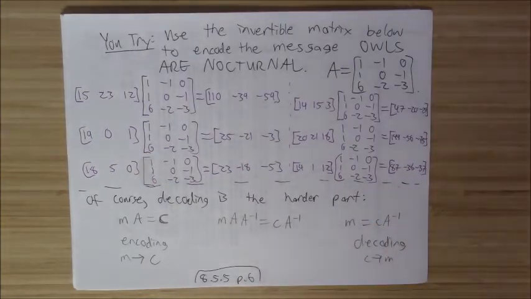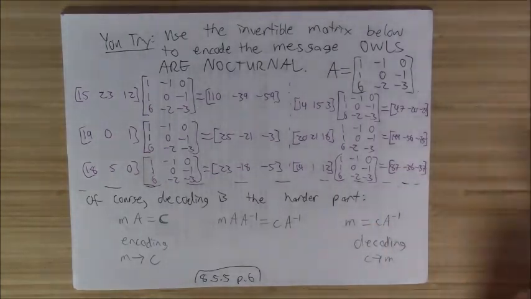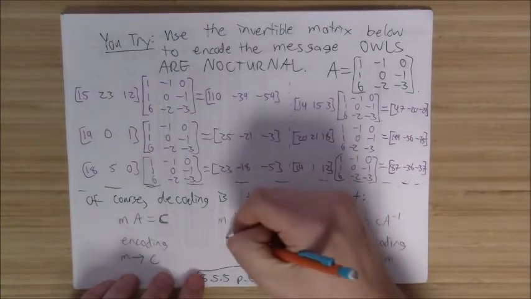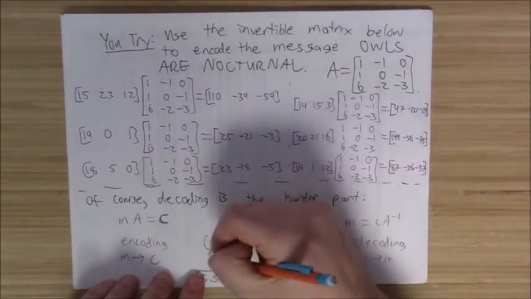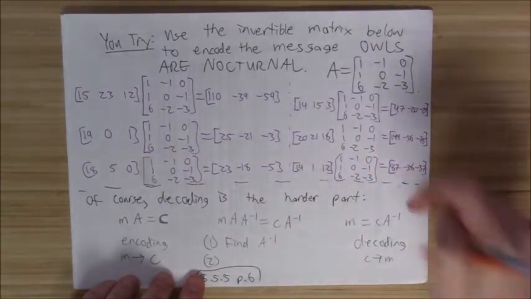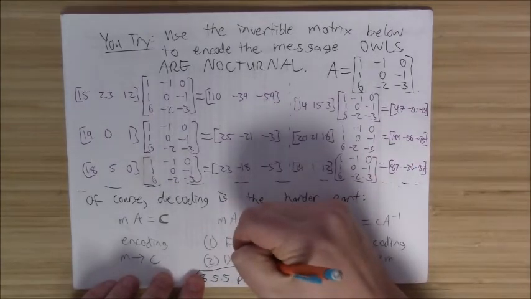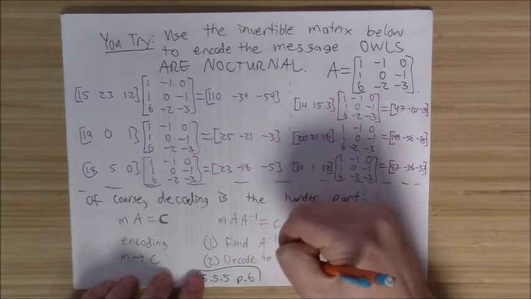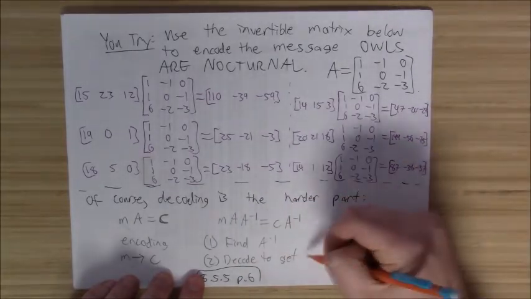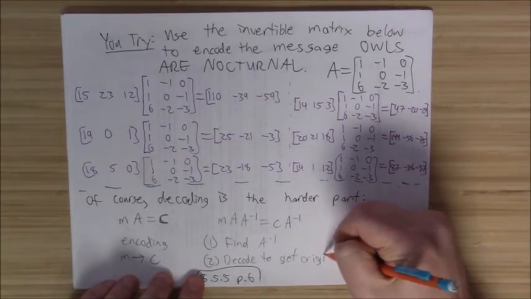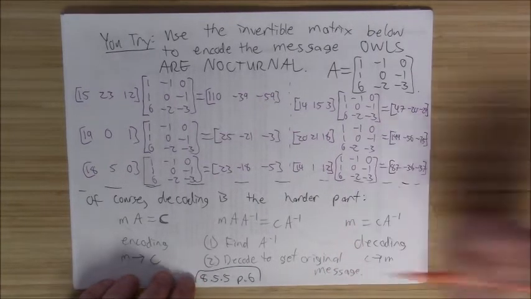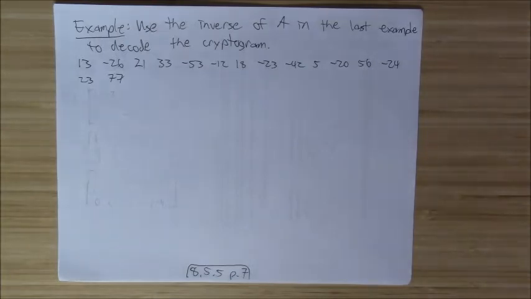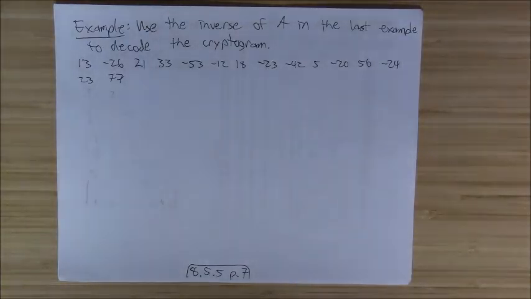But namely, we have sort of a two-step process. First, we have to find the inverse. Find A inverse, and two, you have to decode to get the original message. So let's go ahead and do this process now.